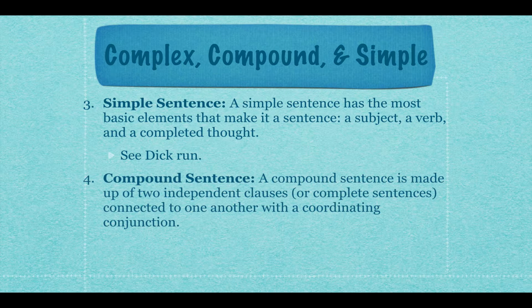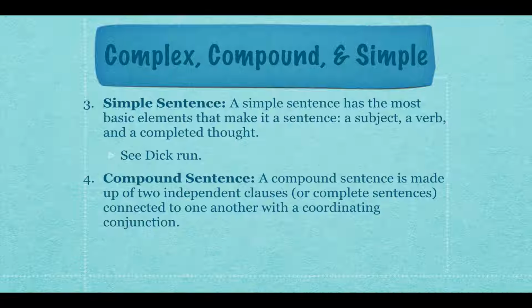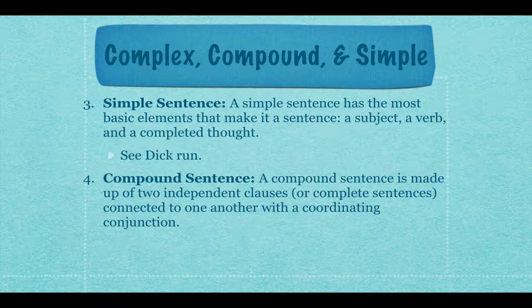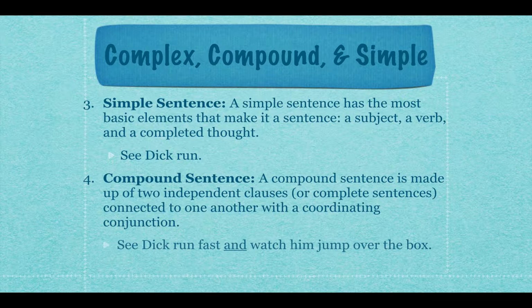Now let's look at a compound sentence. A compound sentence is made up of two independent clauses or complete sentences connected to one another with a coordinating conjunction. So let's expand on our see Dick run sentence and now say, see Dick run fast and watch him jump over the box. Notice that both sides of that sentence, see Dick run fast and watch him jump over the box, could be independent simple sentences. But the word and, our coordinating conjunction, helps them become one compound sentence.